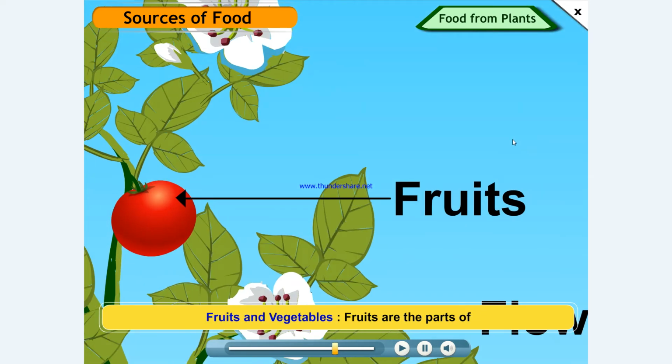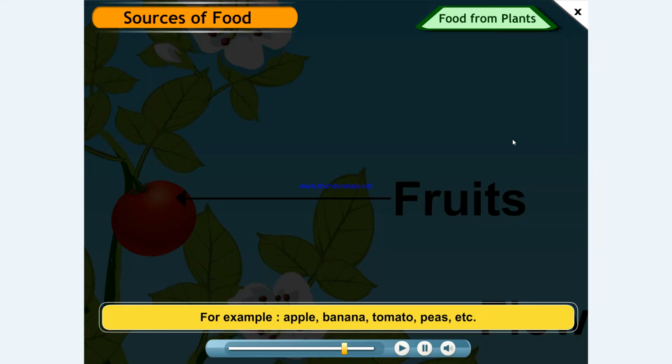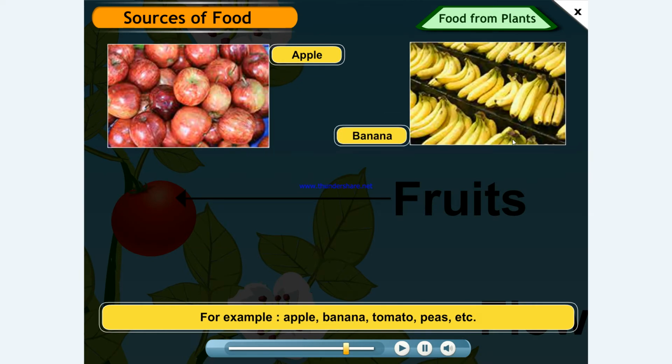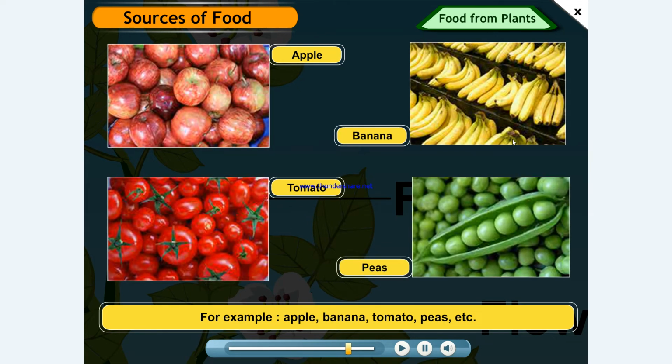Fruits and vegetables. Fruits are the parts of the plant in which their seeds are enclosed. A lot of fruits and vegetables are also eaten by us. For example, apple, banana, tomato, peas, etc.